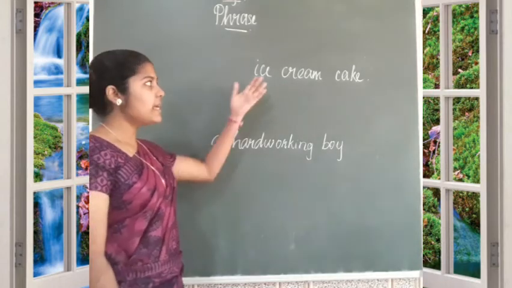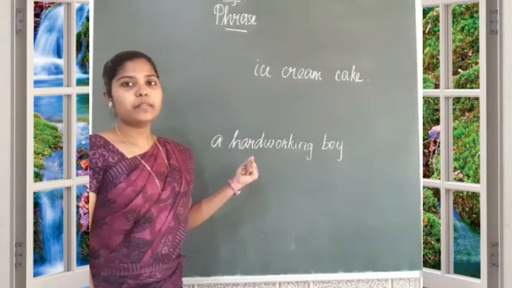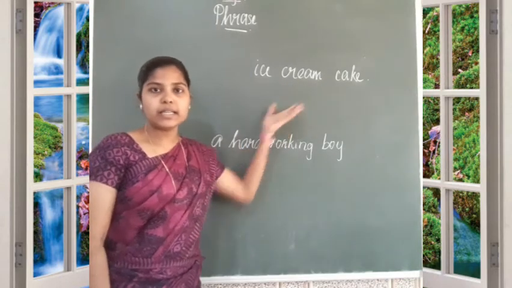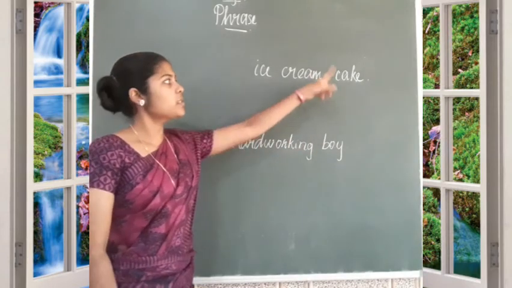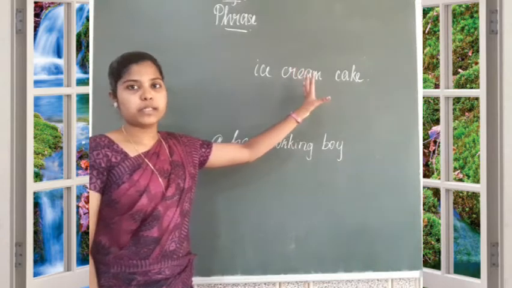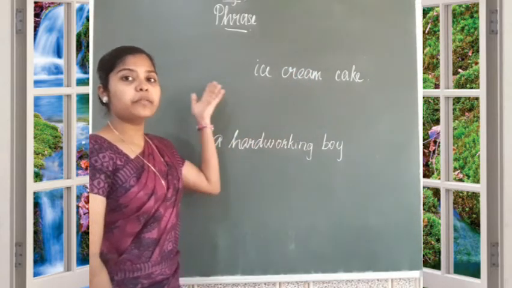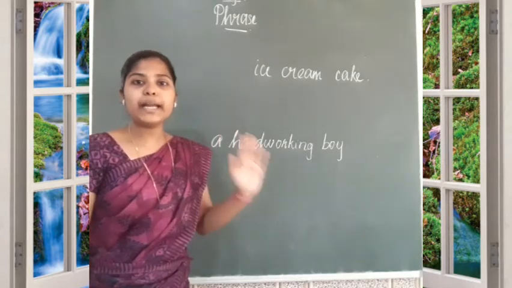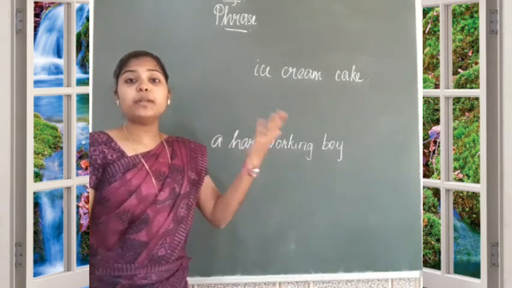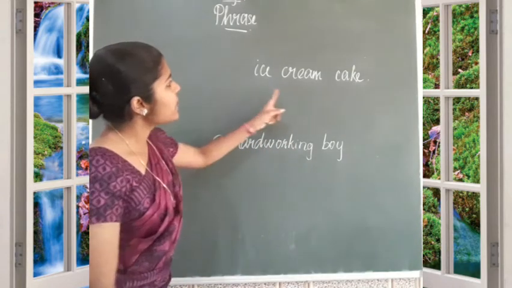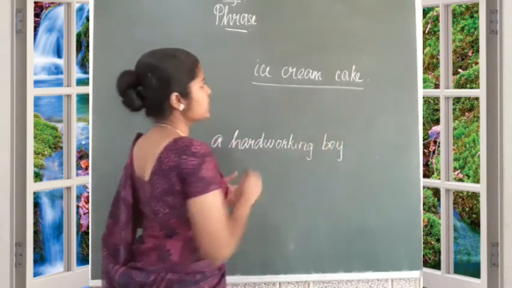How do you know that these two are phrases, not sentences? Very good. It is not giving a complete meaning. It's an incomplete group of words. This is also an incomplete group of words. If you want to change it into a sentence, we have to add few more words to make a complete sense. Then it will become a sentence. Ice cream cake is a phrase, a group of words.